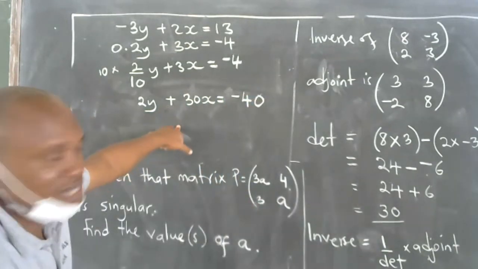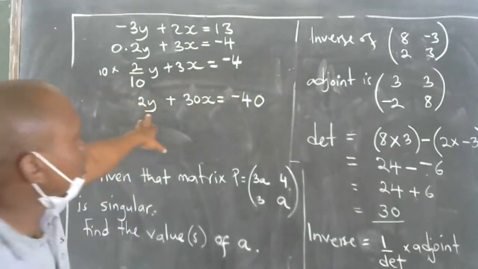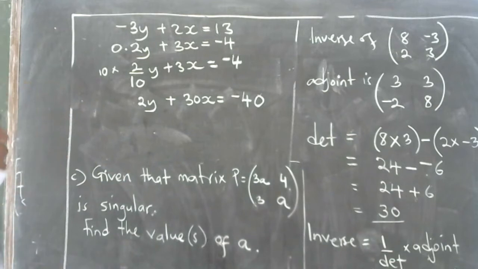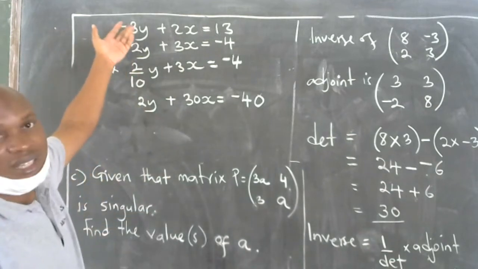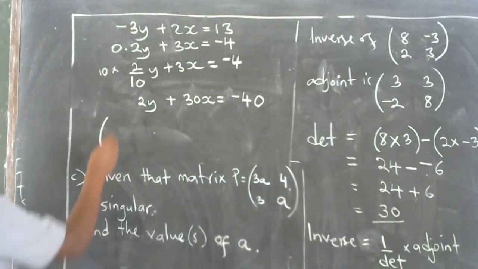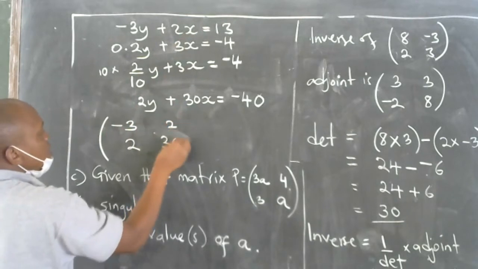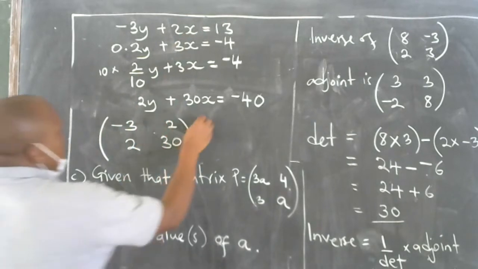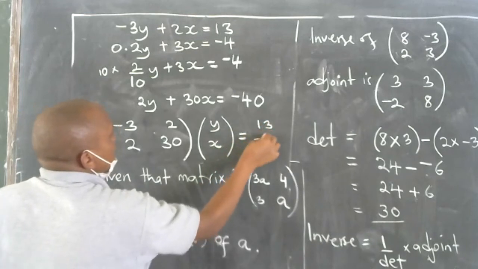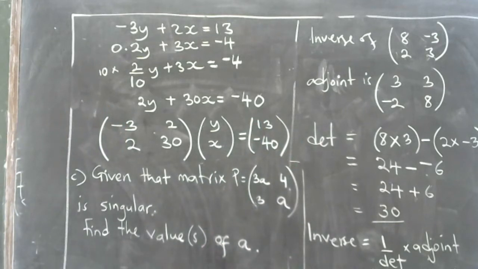So you end up with something like this. Times 10, times 10, times 10. When you multiply 10 everywhere, that equation is going to simplify to this. Then that is the equation that you are going to use with the other one, the first one, and the matrix will be, by the way, you have to be careful with the matrix. I can have negative 3, 2, this is 2, 30. That is the matrix. And here I put y and x. Then here I put 13 and negative 40.